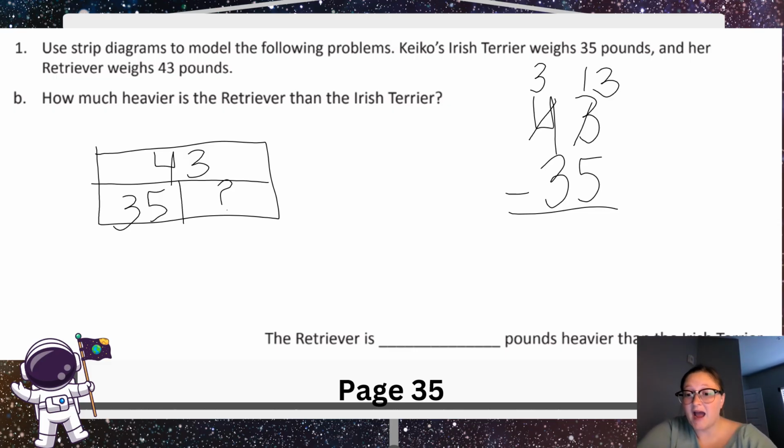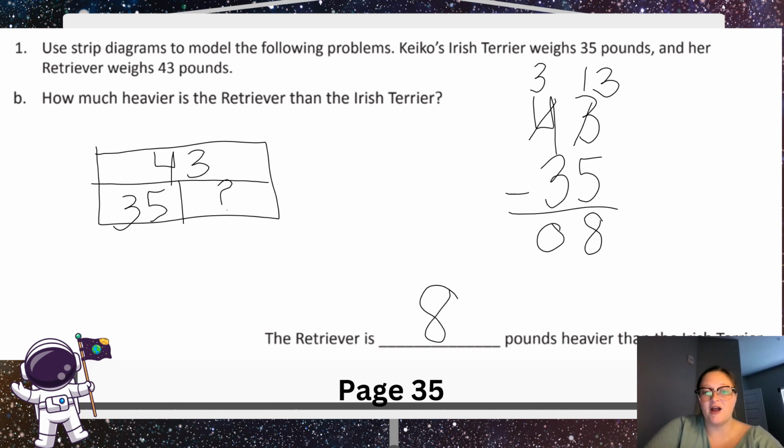13 minus 5 now. What is 13 minus 5? 8. Good. And what is 3 minus 3? 0. Good. So let's put our answer in our sentence. The retriever is 8 pounds heavier than the terrier.